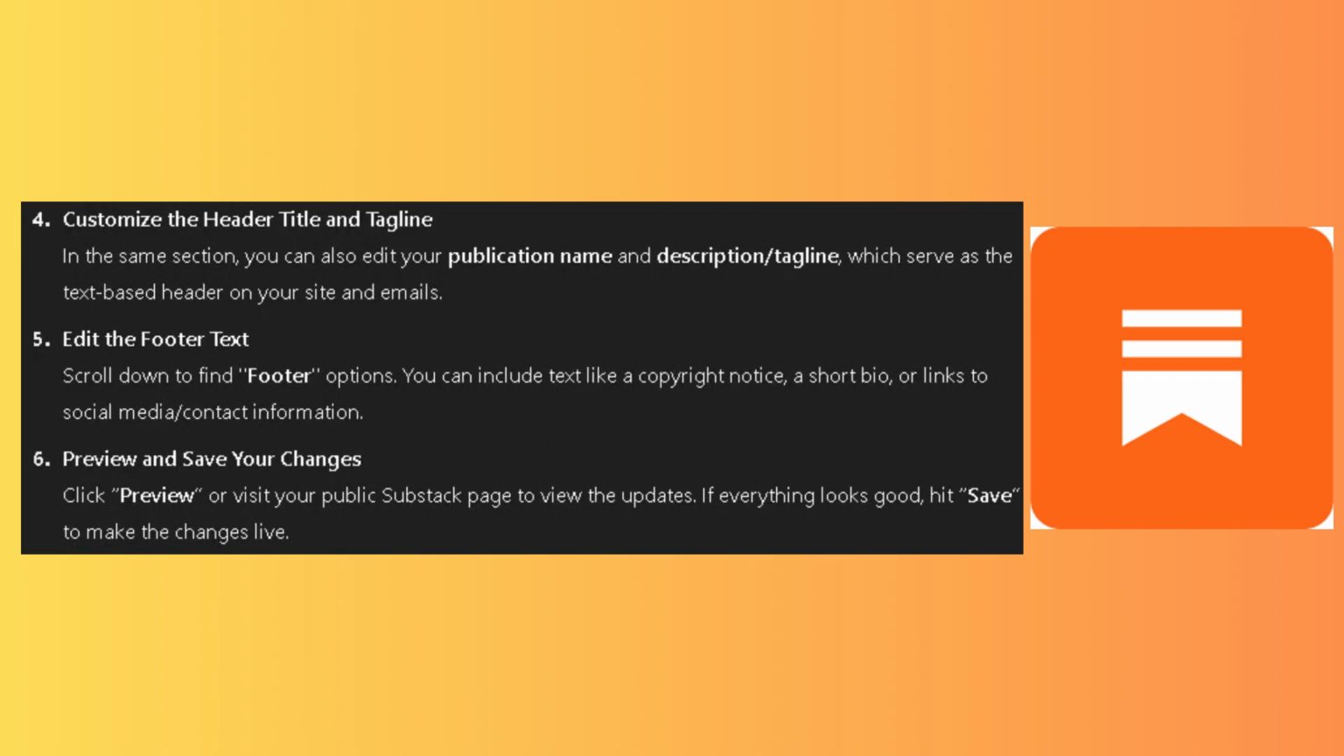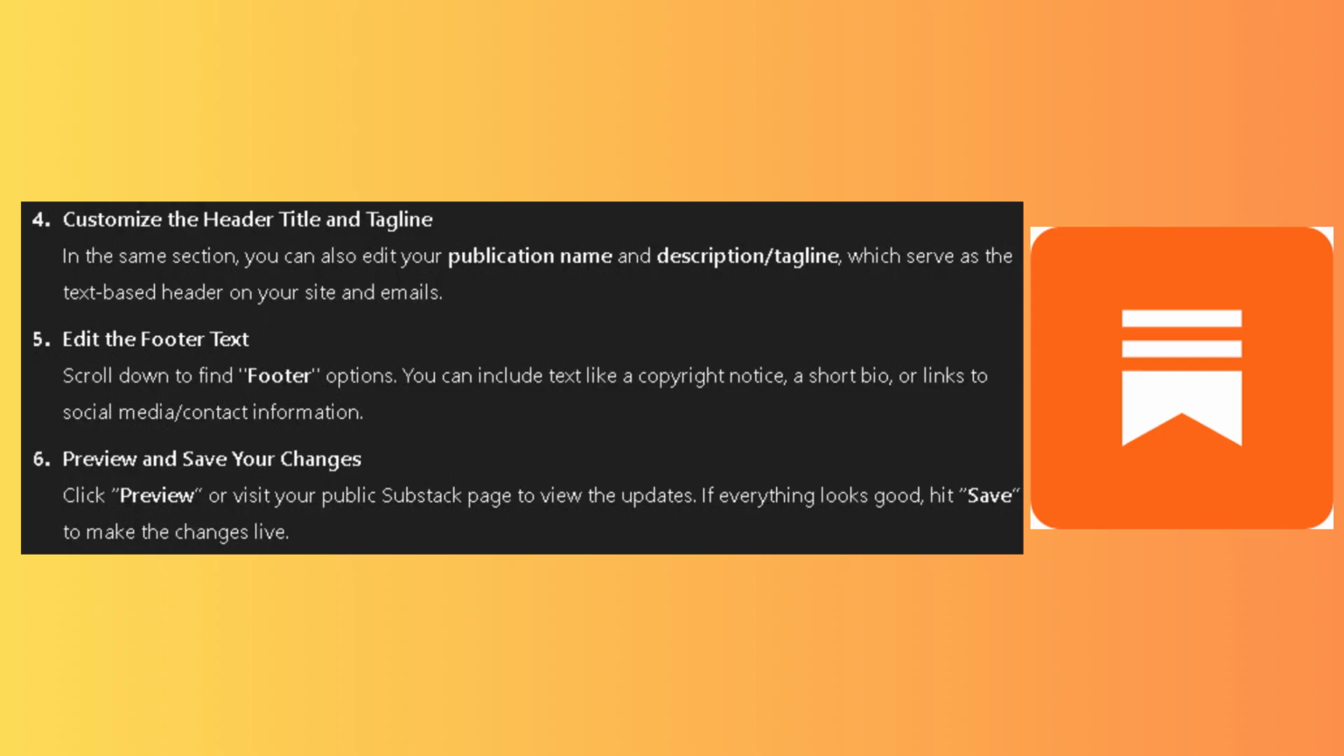Customize the header, title and tagline. In the same section you can edit your publication name and even your tagline and description, which serves as a text-based header on your site and emails. Edit the footer text. Scroll down to find the footer option. You can include text like copyright notice, a short bio or links to your social media, or even contact information.